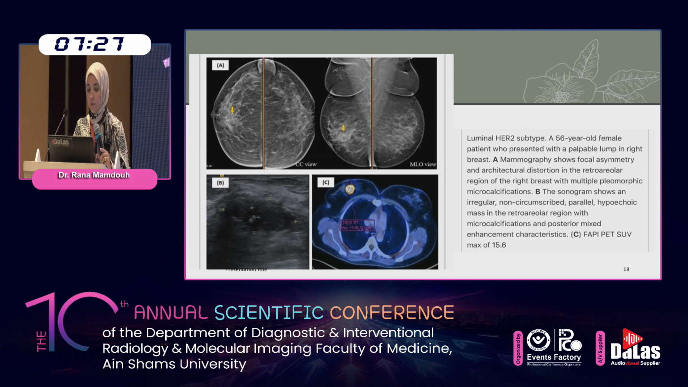On ultrasound, it shows an irregular, non-circumscribed or microlobulated mass lesion, non-parallel, hypoechoic, with retroareolar location. And we can see the microcalcification also in ultrasound. And PET-CT SUV max reaching 15.